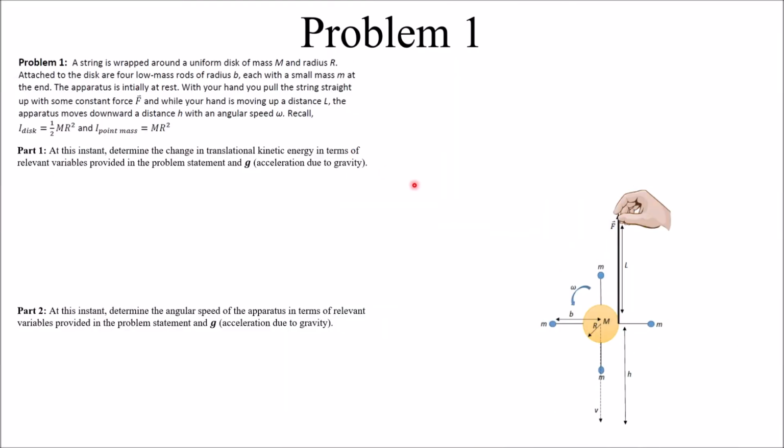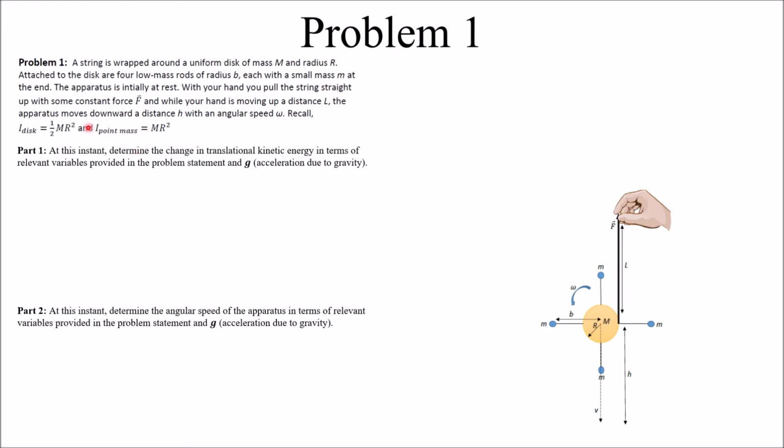All right. So we'll apply this to a couple problems here. The first problem is a string wrapped around a uniform disk, and we have these masses that are attached as well, a certain distance away. We have a mass of this disk here as well with the radius. And what we're going to do is with your hand, you're going to pull the string straight up with some sort of a constant force. And while your hand is moving up a distance L, the apparatus moves downward a distance h, and it's going to have some angular speed associated with that.